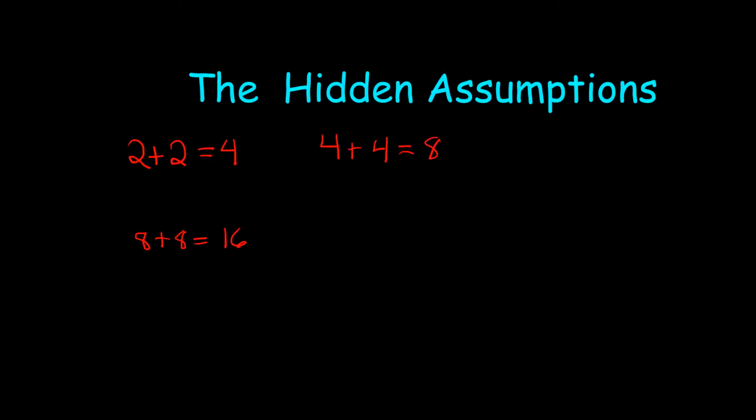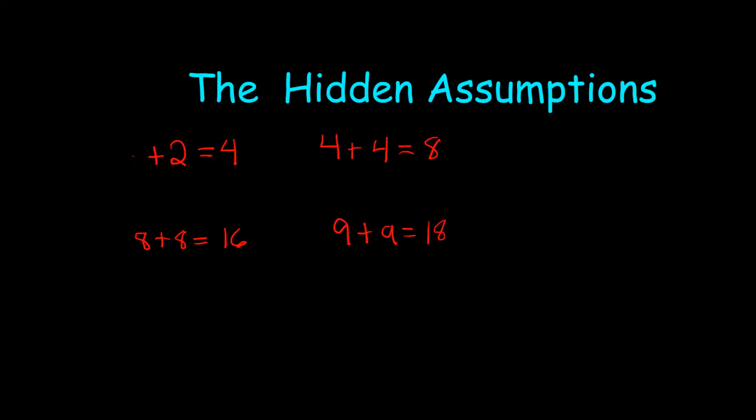So, hidden assumptions teachers make about you. They assume you know how to do basic arithmetic, like 2 plus 2 equals 4, and 4 plus 4 equals 8, and 8 plus 8 equals 16, and of course 9 plus 9 equals 18. They're also assuming that you know how to do basic multiplication and basic division.